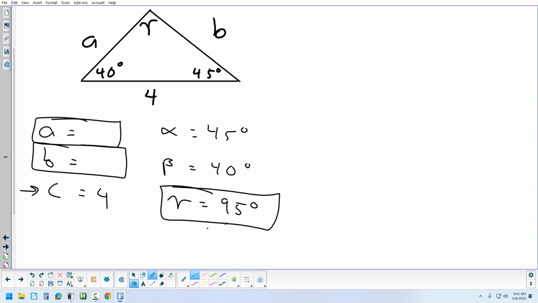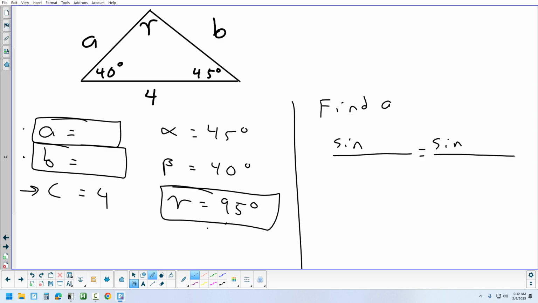All right. Now, it's the same kind of problem as the last one. We can do A or B first. So which one do we want to do first? A. Okay, so let's find A. Can somebody give me the equation that I'm going to set up to find A? Sine 95 over 4. You just do sine of an angle, divided by what's across from it. It doesn't matter which one you do first.